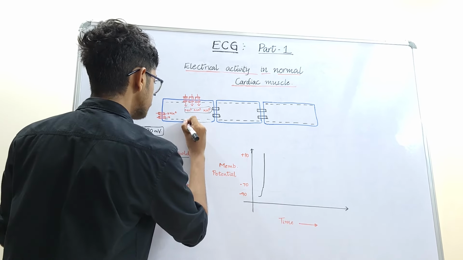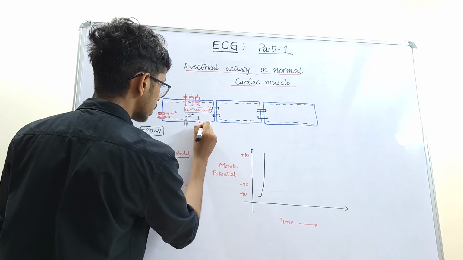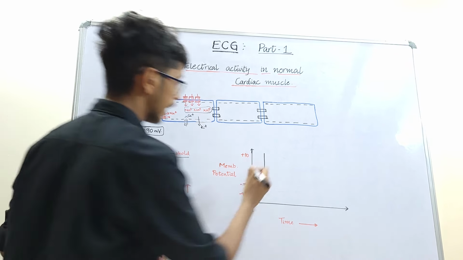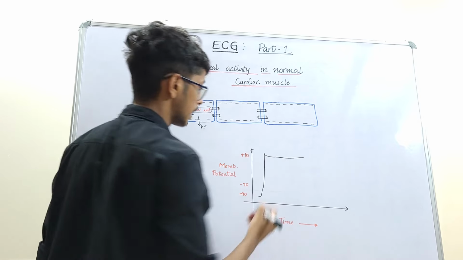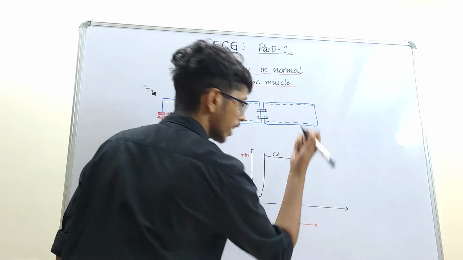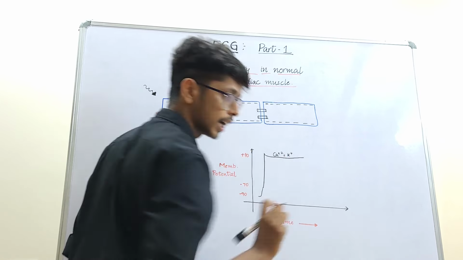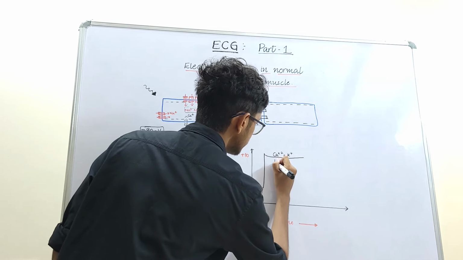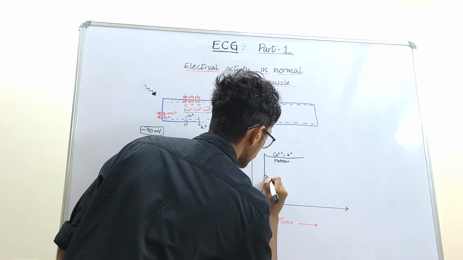Initially, the calcium influx will be the same as the potassium efflux. So the influx will be the same as the efflux. There won't be any electrical changes in the heart, as the number of cations going inside is equal to the number of cations coming outside, based on the charge. And this phase is called the plateau phase. This is the depolarization phase.